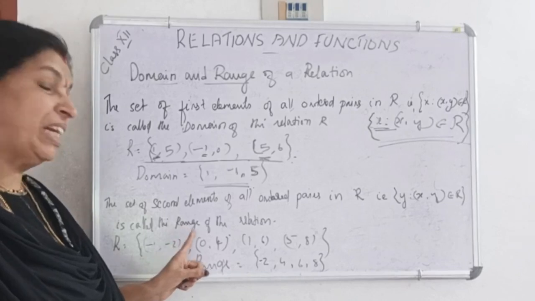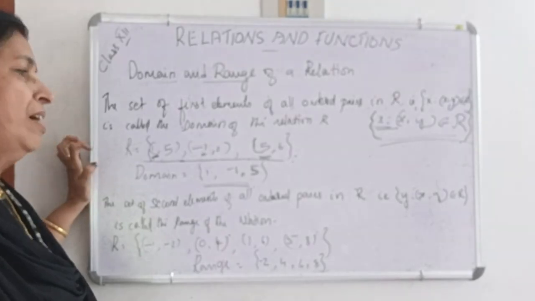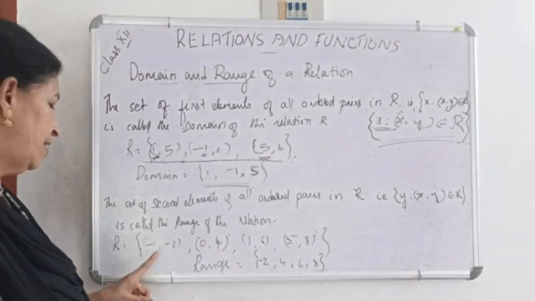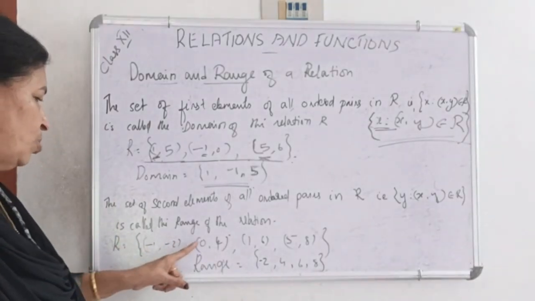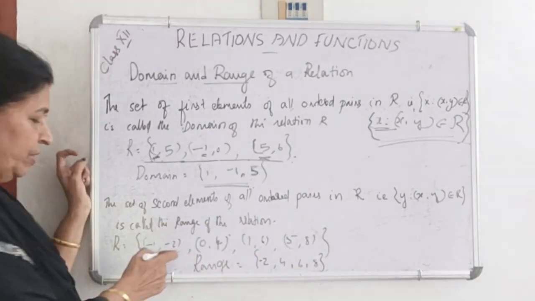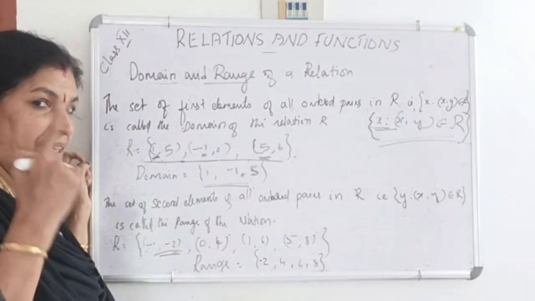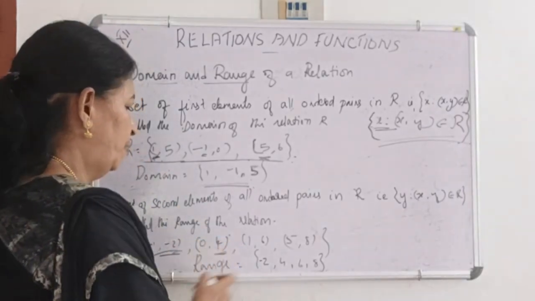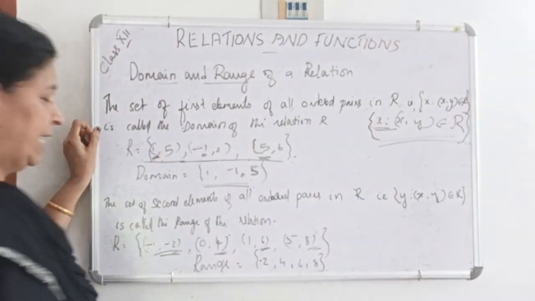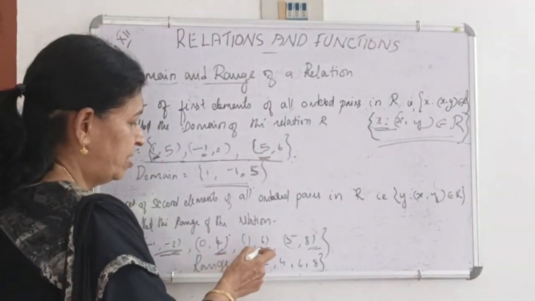Next, another term, range. The range of a relation is the set of second elements of all ordered pairs in R. For example, consider a relation with ordered pairs (-1, -2), (0, 4), (1, 6), (5, 8). Then the second elements: first ordered pair (-1, -2), its second element is -2. Next ordered pair, 4. Next, 6 and 8. Consider all ordered pairs and write the second elements. That is, range equals {-2, 4, 6, 8}.